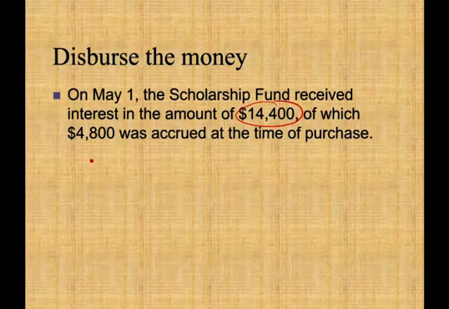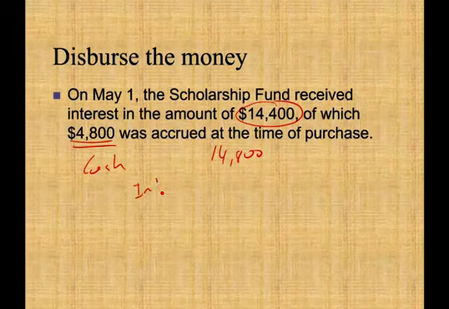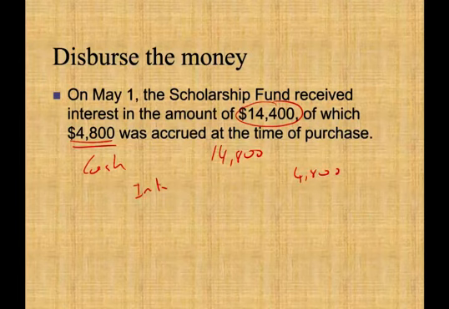So we received the amount of $14,400. We're going to debit cash for that amount because we received the cash of $14,400. So let's go ahead and debit cash $14,400. Remember, we had interest receivable of $4,800. We're going to credit interest receivable $4,800, and the difference is $9,600, and that's interest revenue.